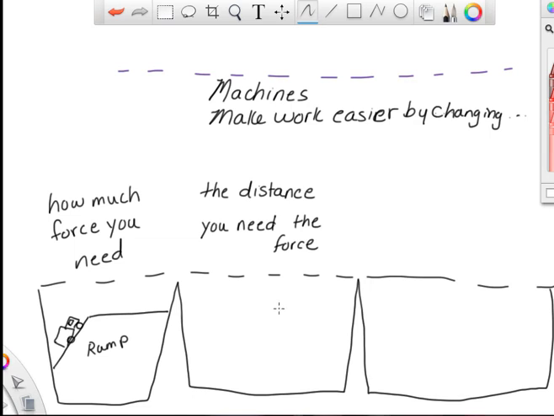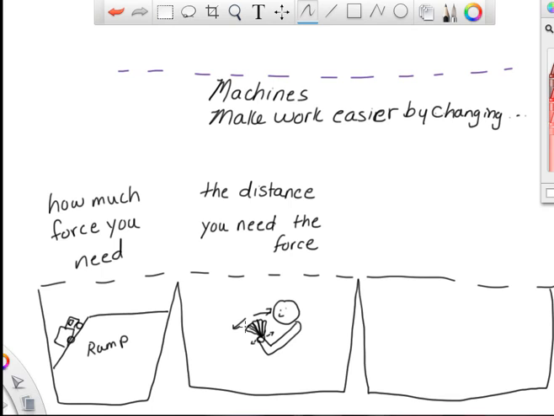So I'm just going to draw, since I'm not very good drawing a baseball bat, I'm going to draw a little guy here. Okay. And he has a fan. He's holding a fan in his hand, like a little paper fan because he's hot. And though his hands are only moving a little distance, the fan up top is moving a greater distance. So the distance you need the force is changed by a machine.